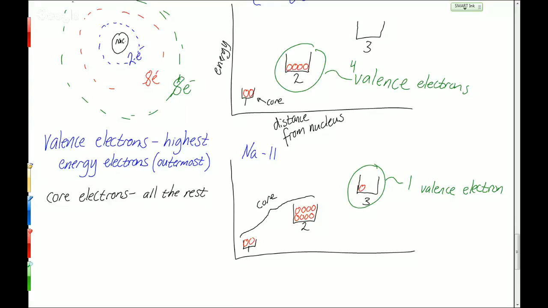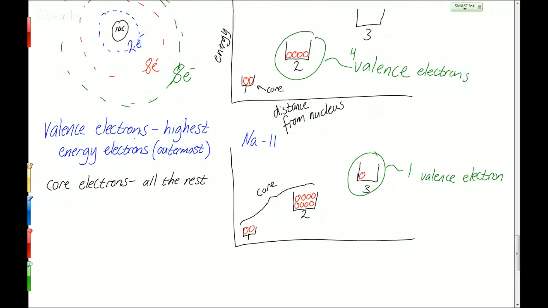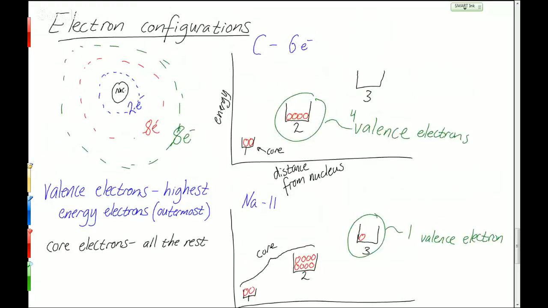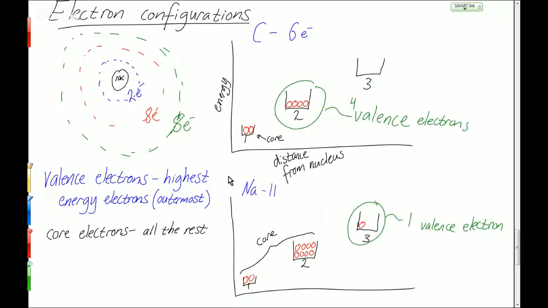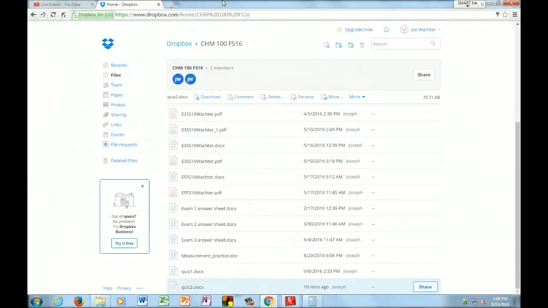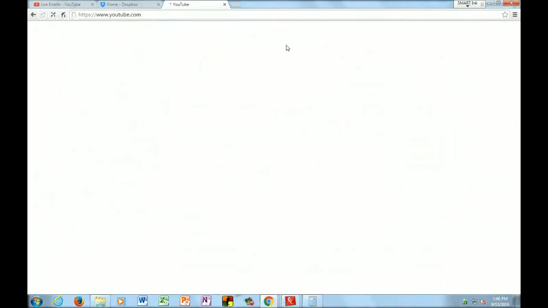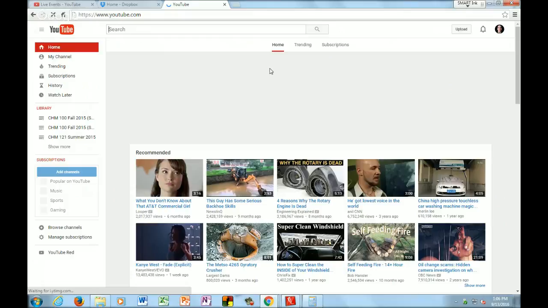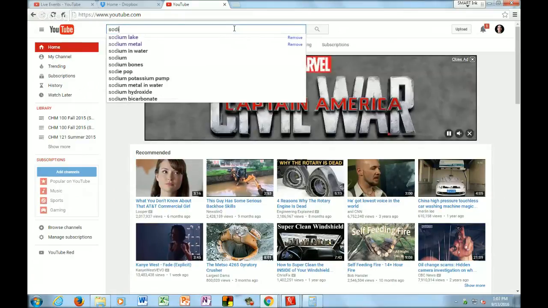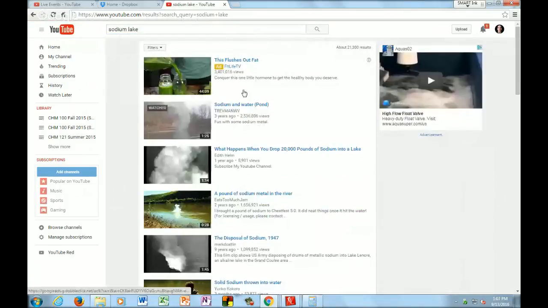Okay, so now let's talk about how these things make ions. Has anybody ever seen sodium as an element? What it looks like? You know what it looks like? Okay, let's cue this up. Let's watch a quick video of that. I would do it as a demonstration, but you'll see why I can't do that for a minute.